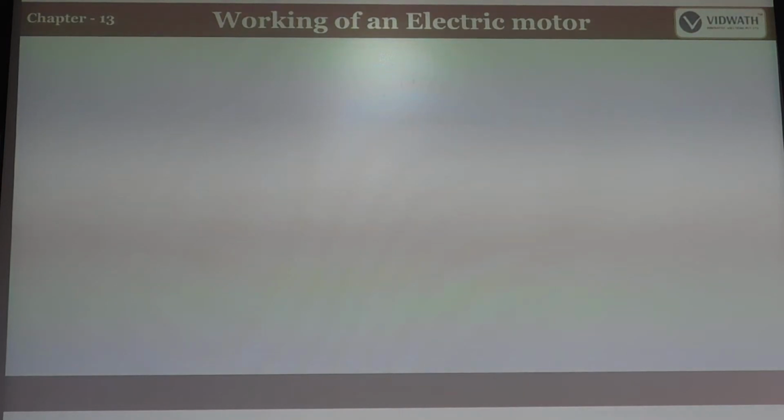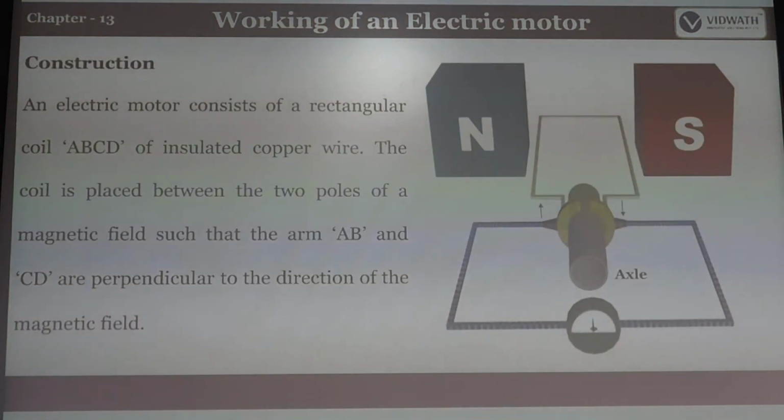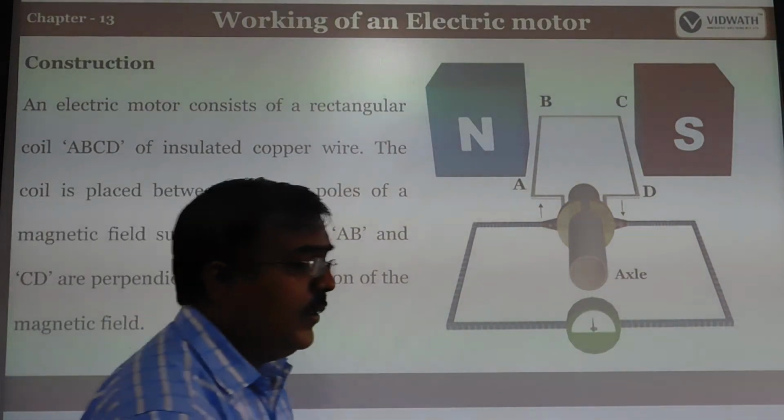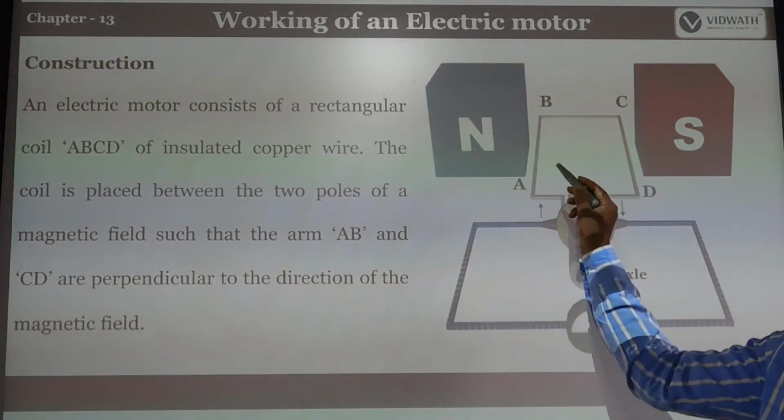So the next question is, how should the electric motor be constructed? These are the two poles we can see, the north and south pole of the magnet. Two magnets you can see here.